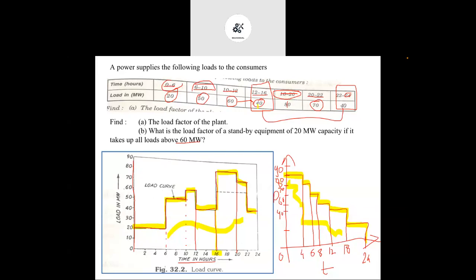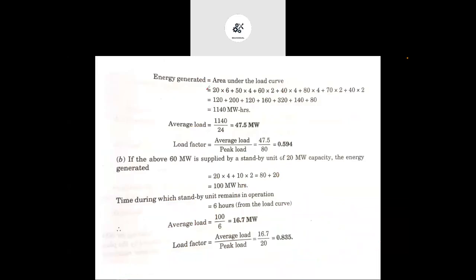So we have to select a generator which will produce electricity of 80 megawatts or higher. Their capacity must not be less than 80 megawatts. That is the requirement. So by using the load duration curve, we find out which type of generator is required. Okay, this is regarding how to draw the load duration curve.